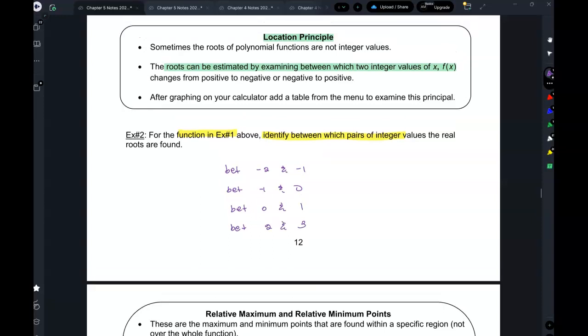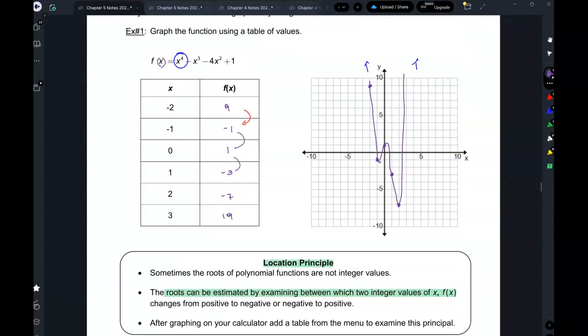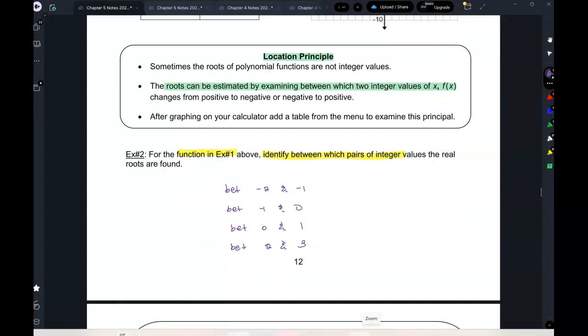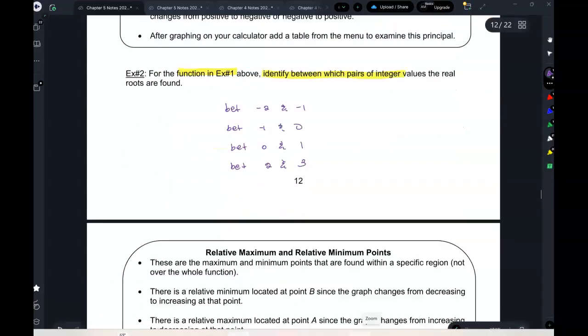Here, look at the table, and guys, look up here for a minute. Look at the table and look at where the y values change from positive to negative. That happens between x equals -2 and -1. Here it changes between negative and positive, between -1 and 0, and so on. Okay? Now, you can also create a table on your calculator to do this.